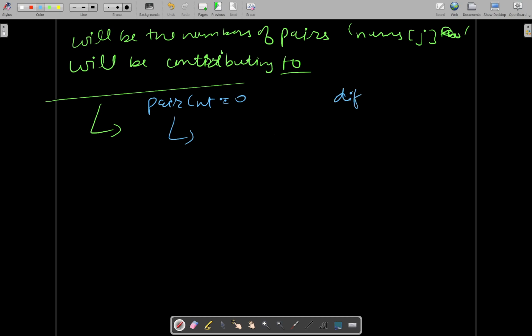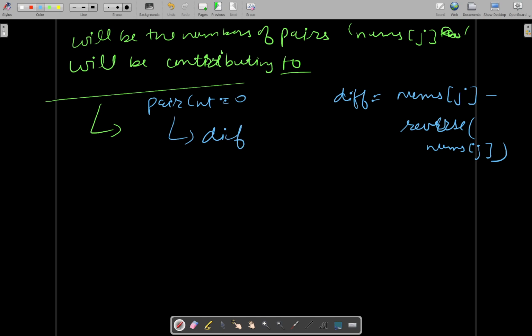And what will be the difference? Difference will be nothing but nums of j minus reverse of nums of j. Okay, and whatever will be the difference frequency, your pair count will be incremented by that difference frequency of this particular difference. Okay, so this is how we will be approaching the problem.